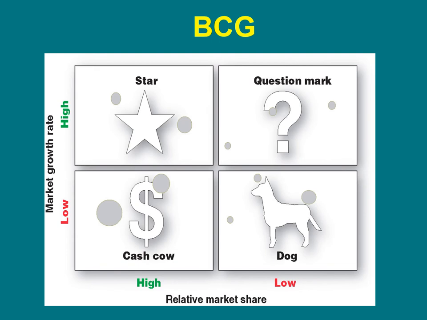What's a cash cow? It's a high market share with a low growth rate. It's producing cash, but with no growth. And finally, it's a dog: low market share and also low market growth rate, so we should drop it. Why do we use the BCG? We use the BCG to decide which SBU we should keep, which SBU we should support, which SBU we should invest in, and which SBU we should drop.